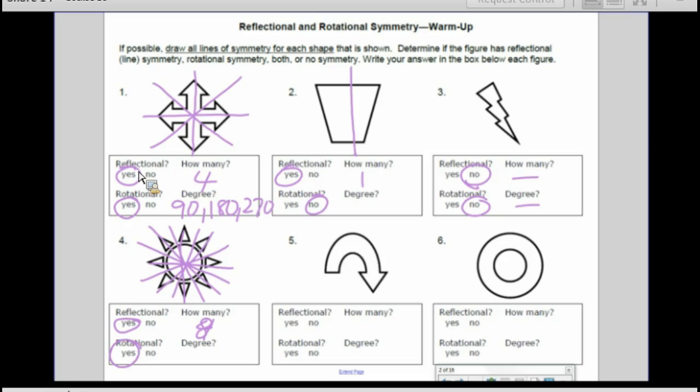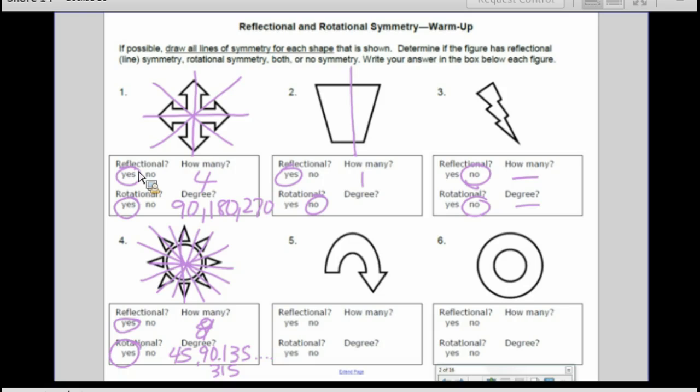Rotational, yes, and there's lots of these. 45, 90, 135. I'm going to write dot, dot, dot. 315 would have been the last one that you write. Those are the degrees of rotation.